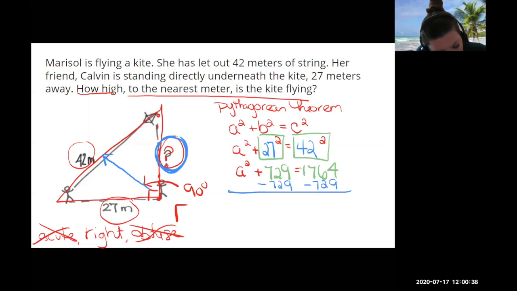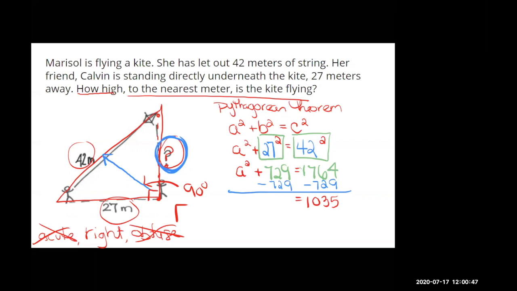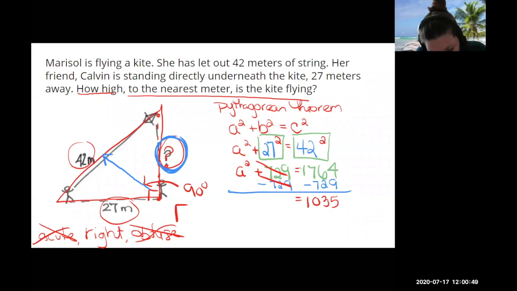My new equation will be 1035 on the right-hand side and on the left-hand side, A squared. Absolutely. Stephen knows it's not an A. It's still an A squared. I got rid of the 729, but I haven't dealt with the square yet. And so many students stop right there. The kite is 1,000 meters high. And I'm like, dear Lord, we're not done yet.